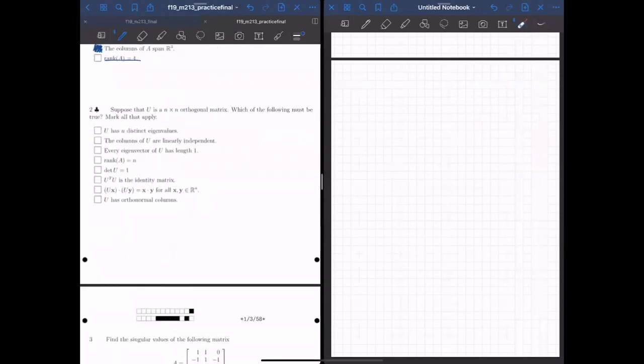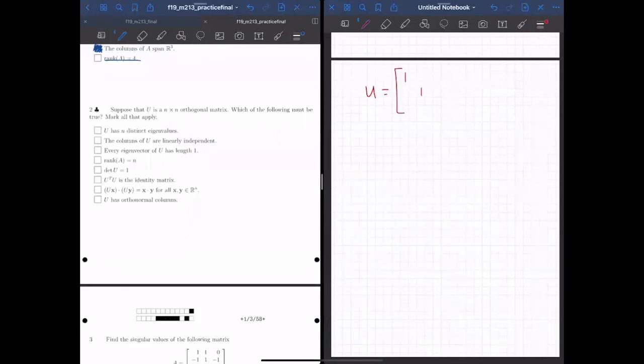All right, suppose that U is an n by n orthogonal matrix. Which of the following must be true? This is going to be about a bunch of properties of orthogonal matrices. The first is U has distinct eigenvalues. Does that have to be true? Can you come up with an orthogonal matrix that has repeated eigenvalues?